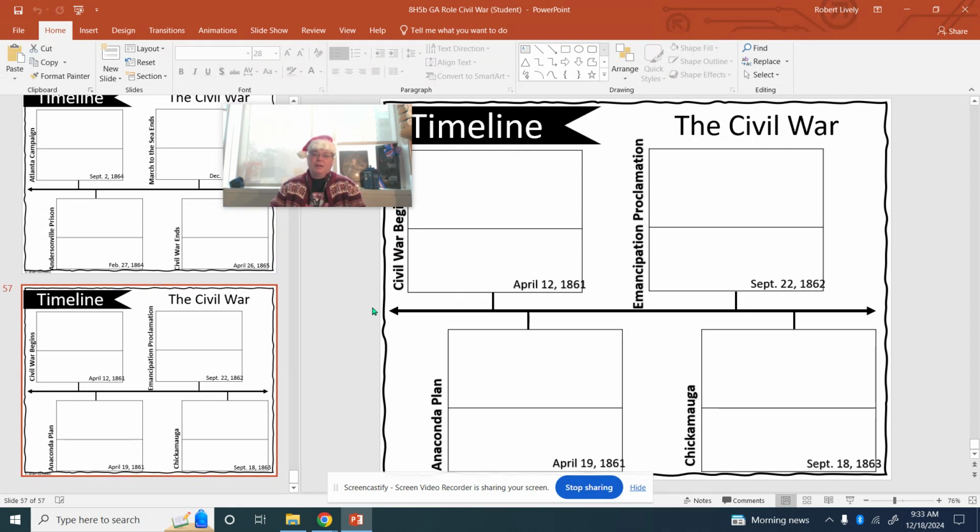More timeline. So this goes backwards. So here's the beginning of the war. Give some details there. The Emancipation Proclamation here. The Anaconda Plan that was implemented here. And then the Battle of Chickamauga here.